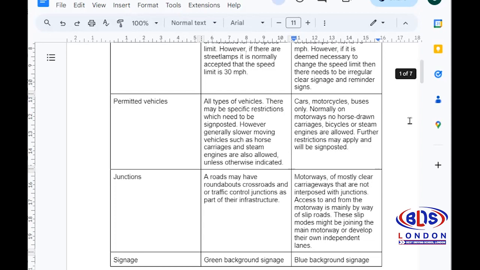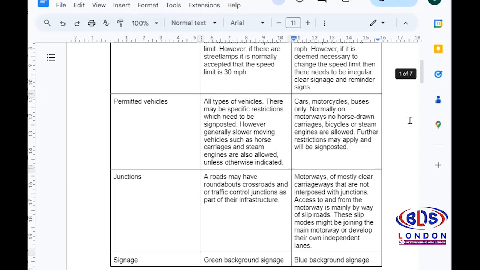If they don't, you can go there with your horse-drawn carriages, you can go there with your horse, you can do whatever you want with a bicycle, whatever. But on a motorway, you are only allowed cars, motorcycles, buses, and heavy goods vehicles. So those are the things that you are allowed to use on a motorway. But you can't go there with horse-drawn carriages or with steam engines or with anything else.